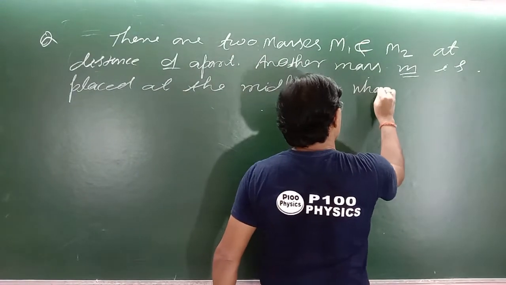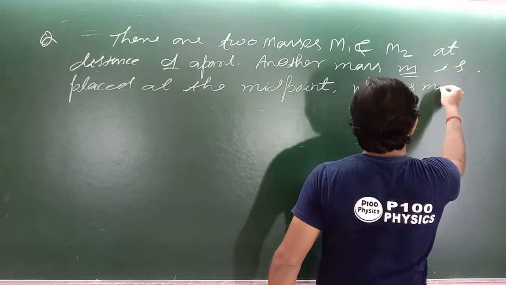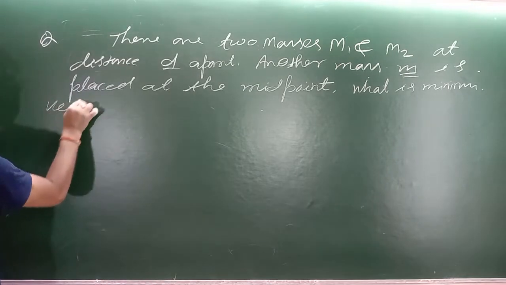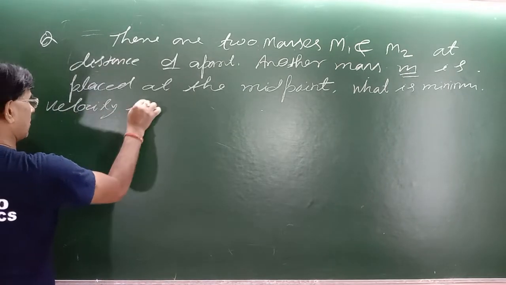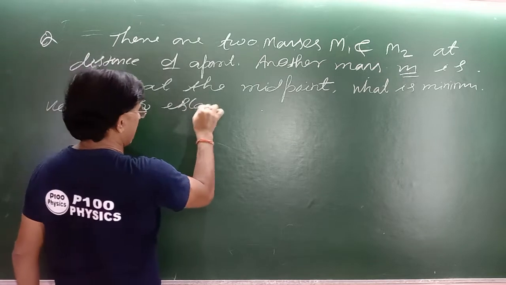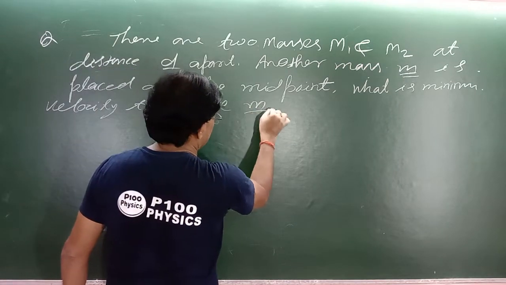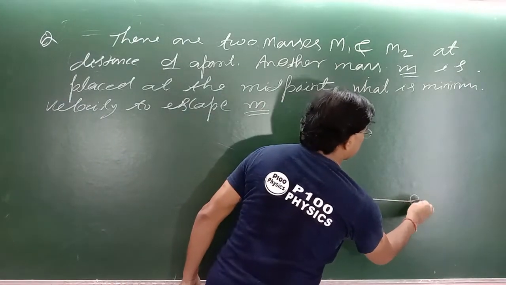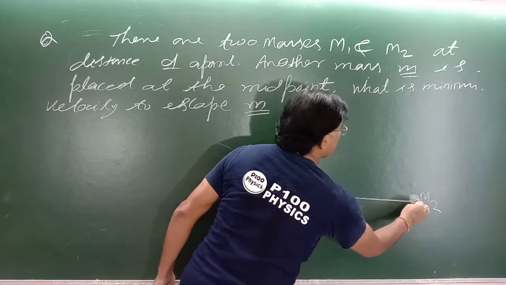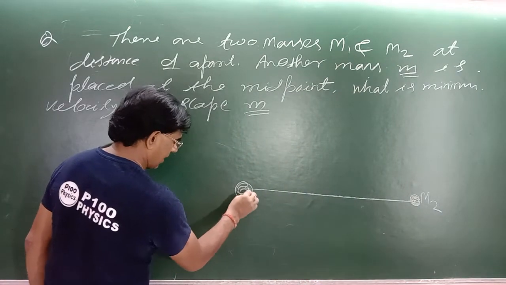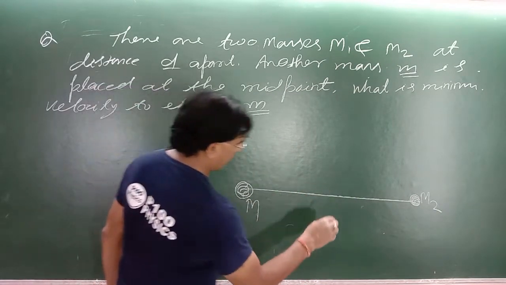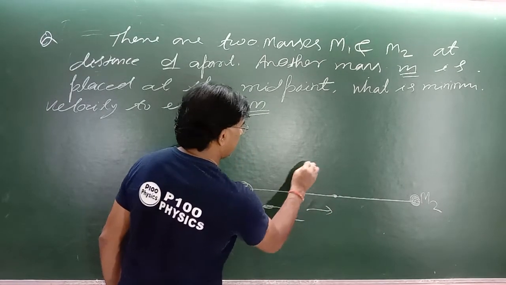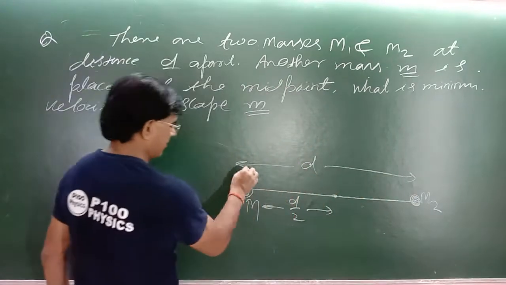What is the minimum velocity required to escape m? By diagram, suppose this is mass m2, here is another mass m1, and the third mass is placed at the midpoint, which means this is d by 2, and the total distance from here to here is d.